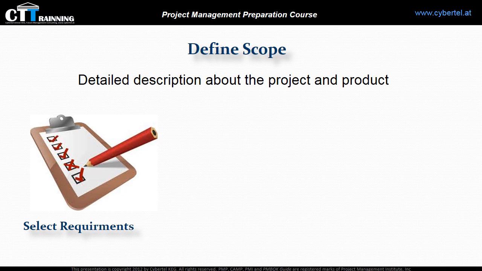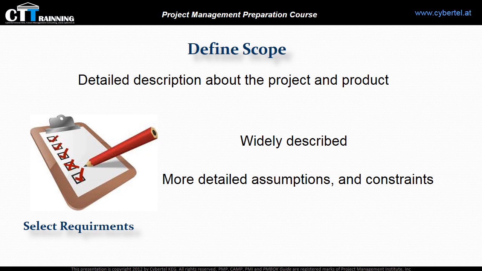The final selected requirements and the project deliverables will be widely described, with more detailed assumptions and constraints that are documented during the project initiation, in the project statement of work (SOW). Defining scope is an iterative process through the planning phase, because to define the scope, we need the status of existing risks, assumptions, and constraints, which are also iterative.